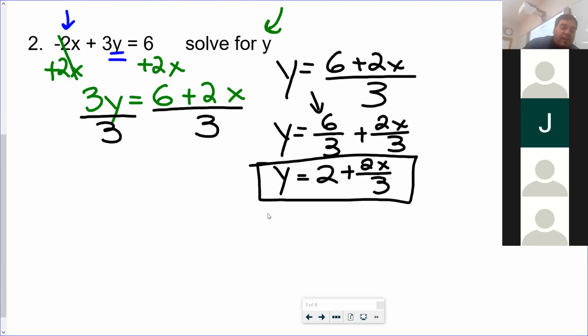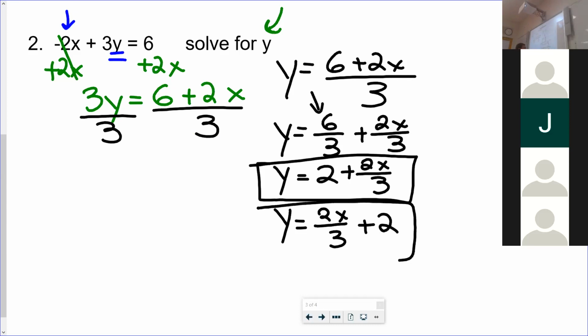And you could have written it like this. And for future reference, I'm probably going to write it like this: 2x over 3 plus 2. Just put the x in front. You will get full credit if you wrote it one way or the other. But just for future reference, I'm going to write it like this every time: 2x over 3 plus 2. You'll see when we do graphing why I do it that way.